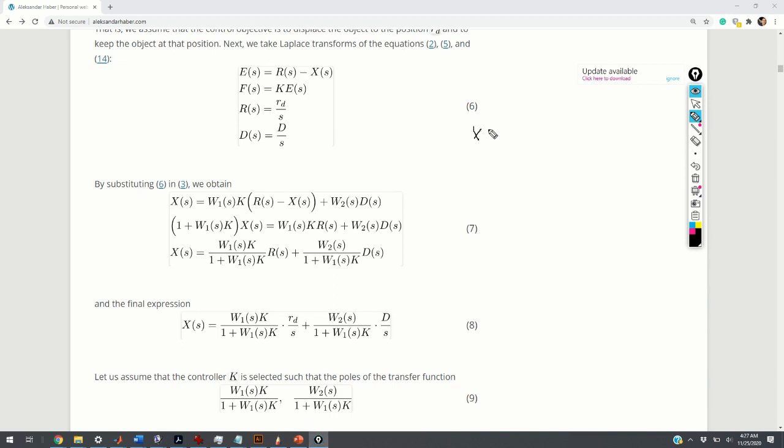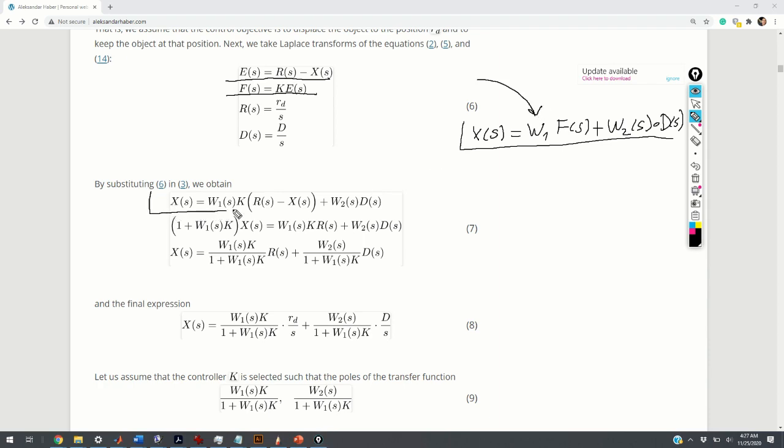We have X of s is equal to W1 of s times F of s plus W2 of s times D of s. Now, if we substitute first the second equation and then the first equation in this equation, we will obtain this equation. This term here is E of s, and the expression from here to here is nothing less than F of s.